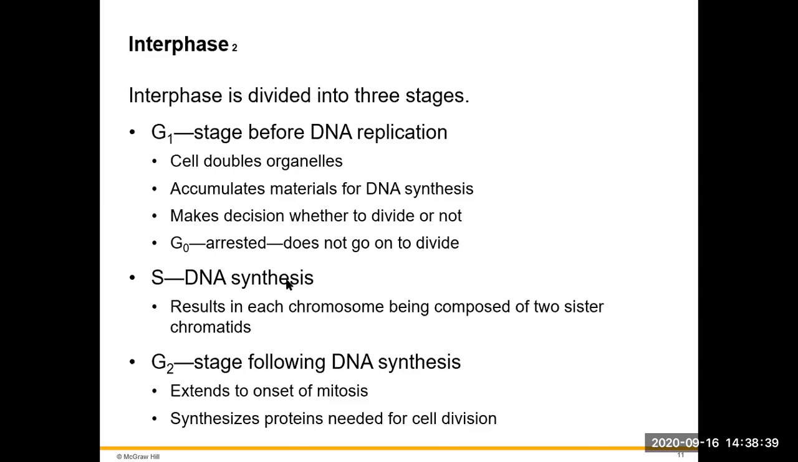Synthesis is the phase when the genetic material is duplicated or replicated. And this stage results in each chromosome being composed of 2 sister chromatids. And then G2 is the stage following DNA synthesis, and it extends to the onset of mitosis. It synthesizes proteins needed for cell division. So in G1, organelles are duplicated; in synthesis, DNA is duplicated; in G2, proteins that are relevant for mitosis or cell division are synthesized.